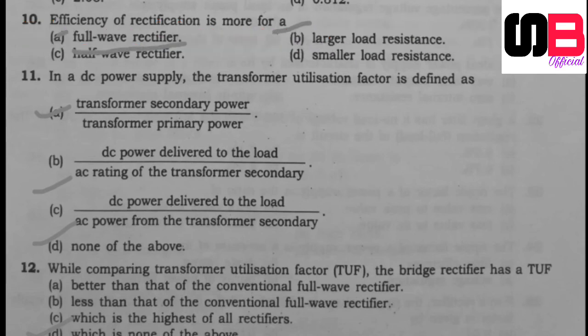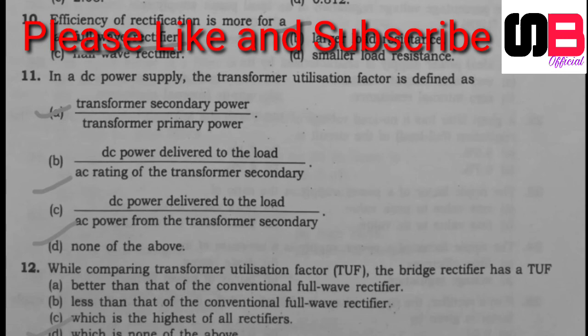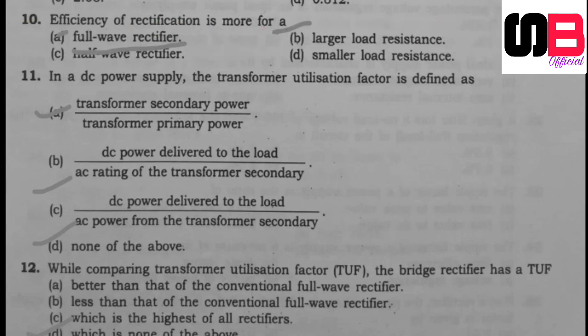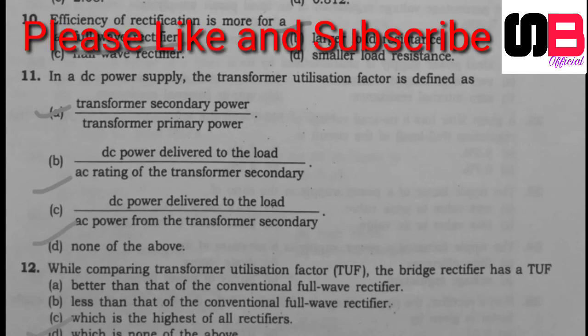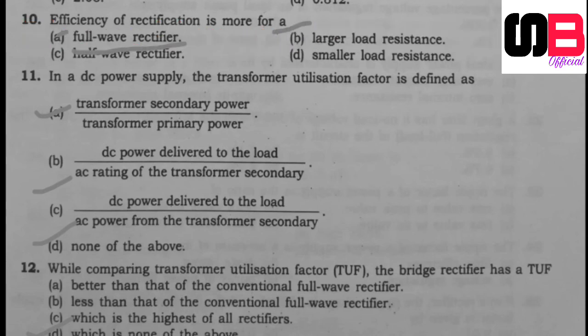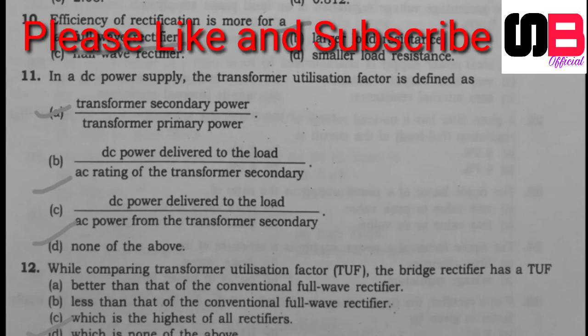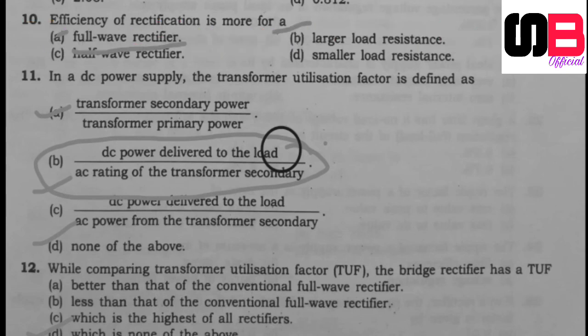Now the question number 11. In a DC supply, the transformer utilization factor is defined by option A, transformer secondary power by transformer primary power, option B, DC power delivered to the load by AC rating of the transformer secondary, option C, DC power delivered to the load by AC power from the transformer secondary, and the last one is none of the above. The answer is option B, DC power delivered to the load by AC rating of the transformer secondary.